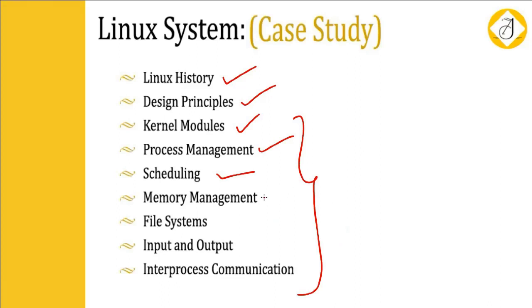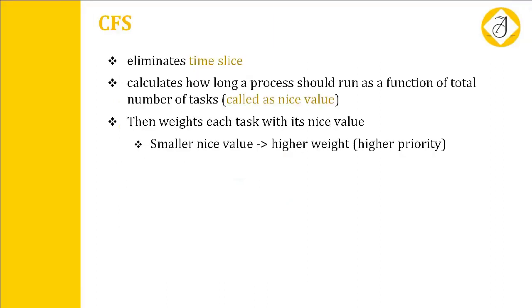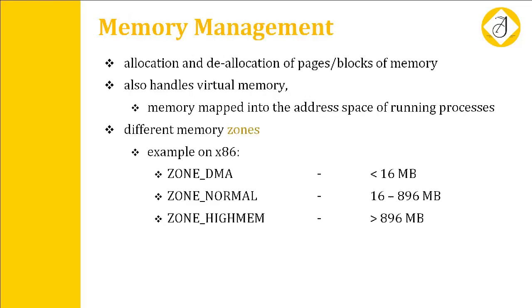Next, we can see about the memory management. So what do you mean by memory management? As far as memory is concerned, there are two different types of memory, the physical memory as well as the logical memory. The Linux physical memory management system deals with allocating and freeing the pages or groups of pages and small blocks of memory.